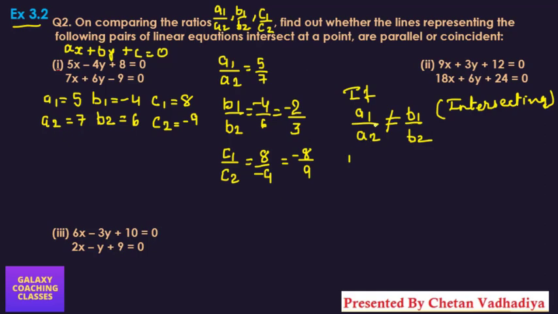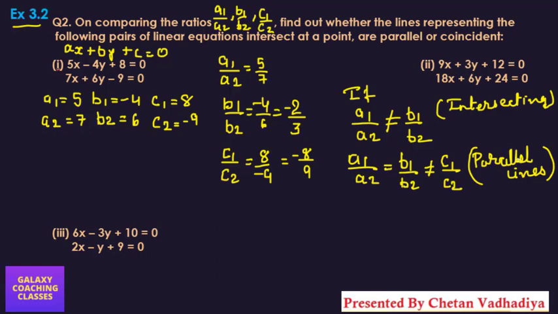If A1 upon A2 is equal to B1 upon B2, then you need to check C1 upon C2 also. If these two are equal but that is not equal to the third ratio, then you will get parallel lines. Parallel lines means that the two lines will not intersect and you will not get any solutions. So you will get parallel lines when A1 upon A2 is equal to B1 upon B2 but is not equal to C1 upon C2.